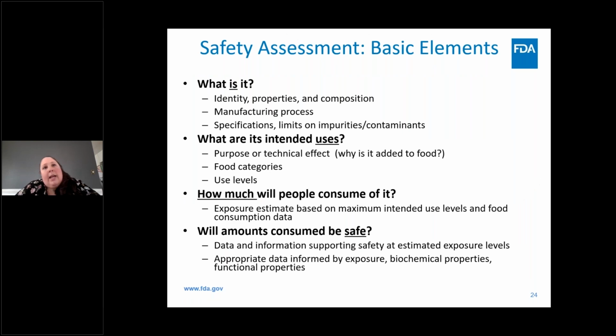So I alluded to the basic elements of a safety assessment on the previous slide. We want to know what the substance is, are there impurities, are there contaminants? We want to know why it's being added to food, and which food it's going to be added to and at what levels. That information allows us to calculate the exposure estimate to determine how much people will be consuming. And from there, the toxicologist can assess the known safety data and determine whether the dietary exposure is too high.